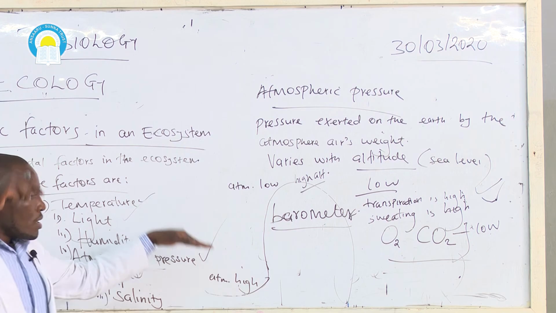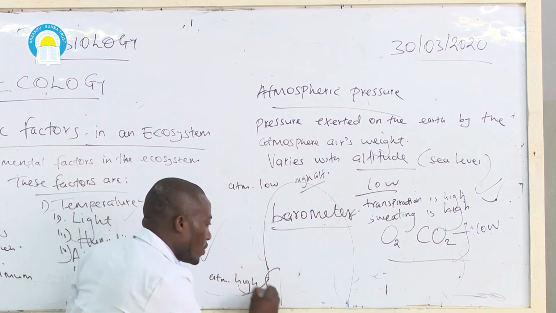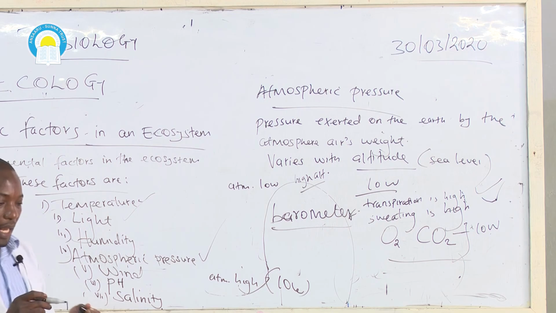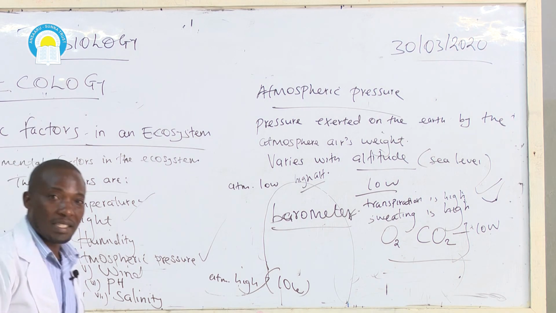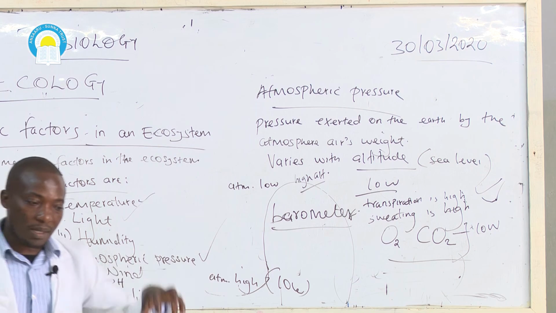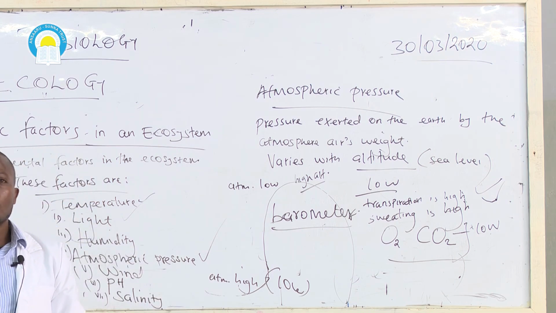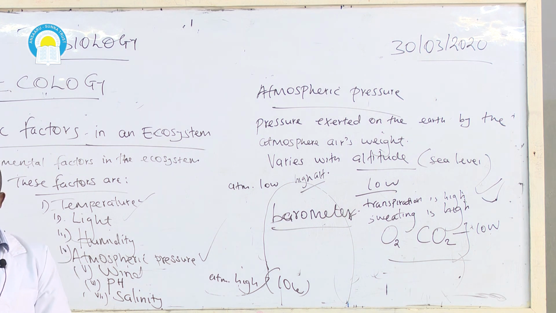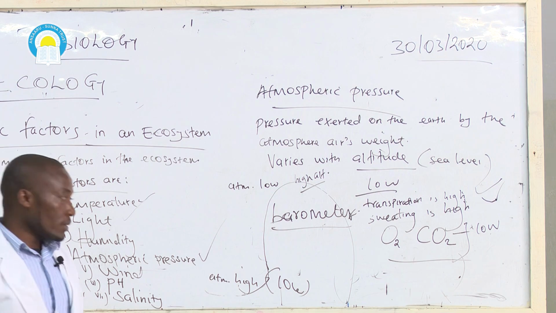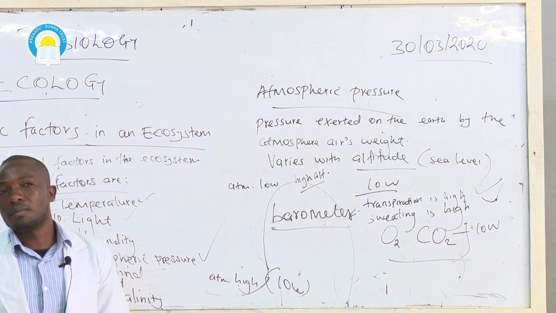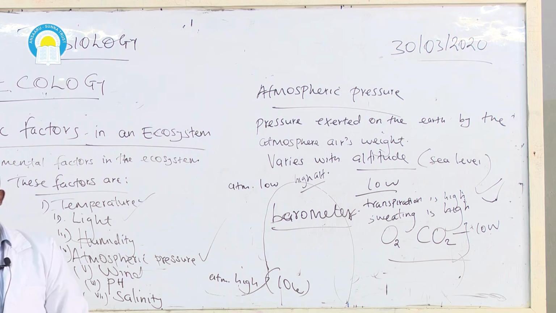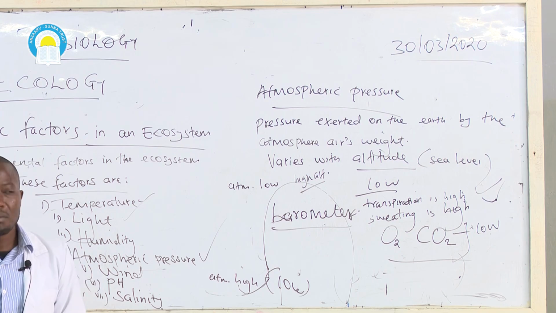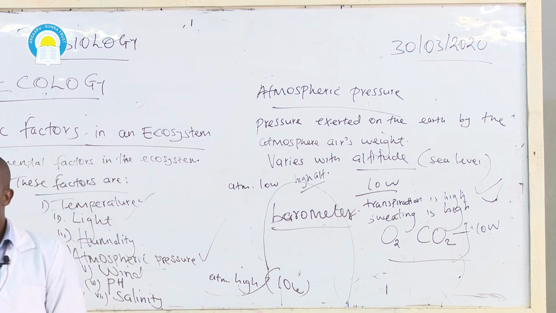And at low altitude areas, flatlands and lowlands, the atmospheric pressure is high. And when atmospheric pressure is high, the rate of transpiration is low, and water loss from the body in terms of sweating is very low. There is high concentration of oxygen, hence high respiration, and high concentration of carbon dioxide, meaning a high rate of photosynthesis, because it's the raw material of photosynthesis. How is atmospheric pressure measured? It is measured using an instrument called a barometer.